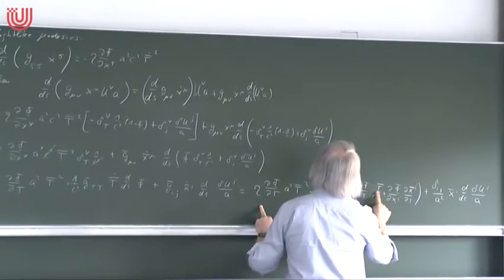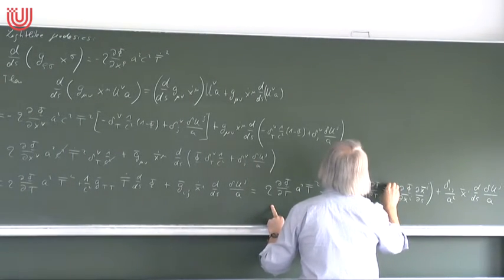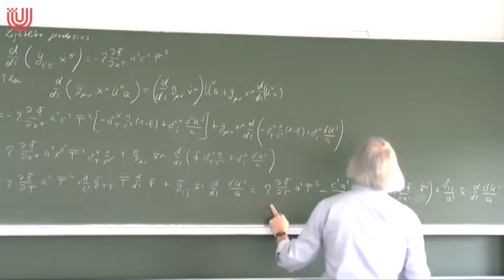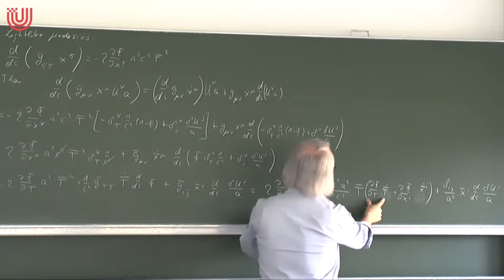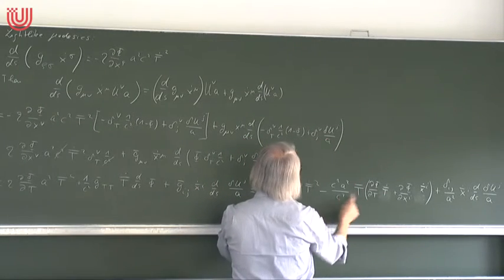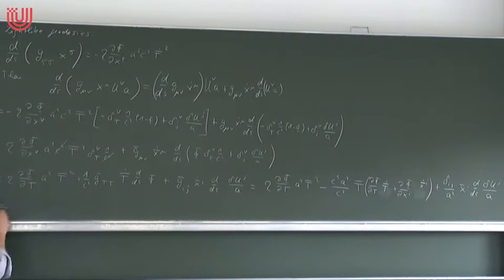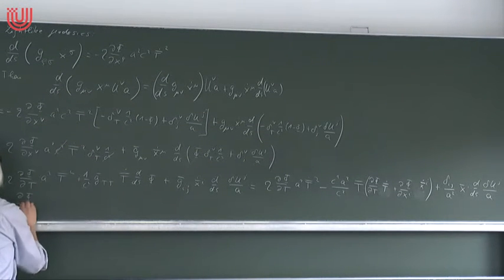Maybe I should write it in this way. Derivative with respect to s is just a dot. So I could write it in this way, and I could here write it in this way. It's the same thing. Then I can compare these two terms, and you see it's the same term. Here it comes with a 2, here with a minus 1, so I get the term once. And then we are done. That's the final formula. Hopefully correct this time.